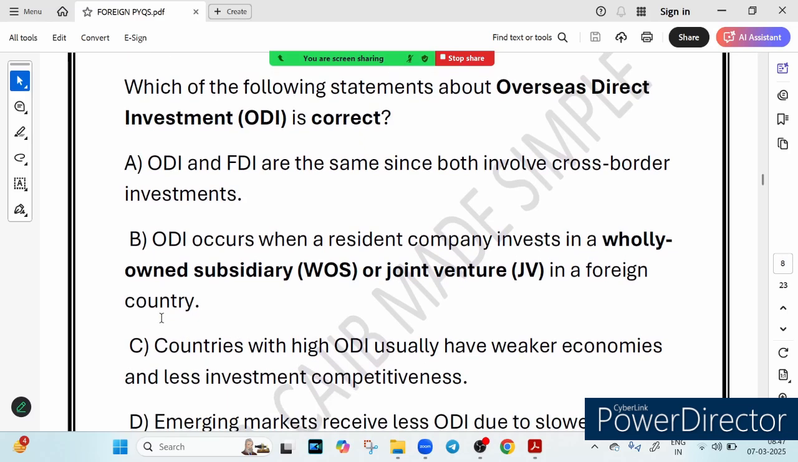Now let us switch our focus and see the next question that we have. Here is the question. Which of the following statements about ODI? What is ODI? Overseas direct investment is correct. Which statement regarding ODI is correct?